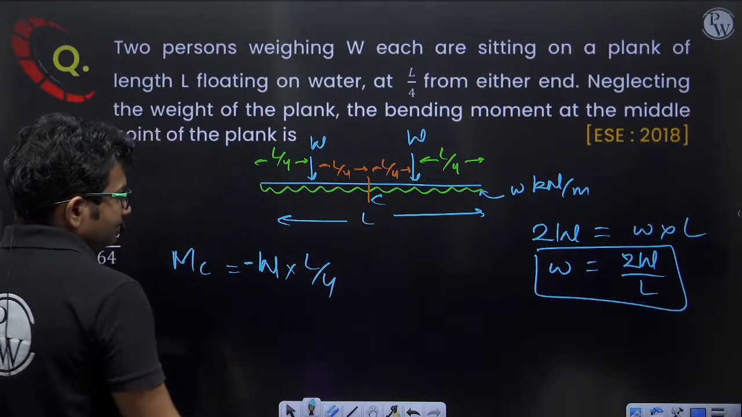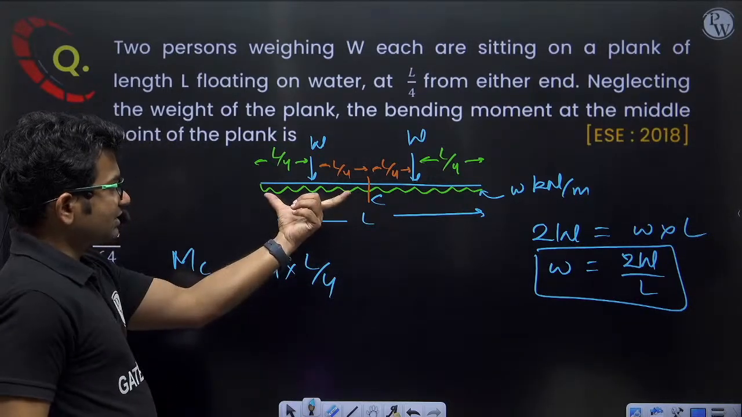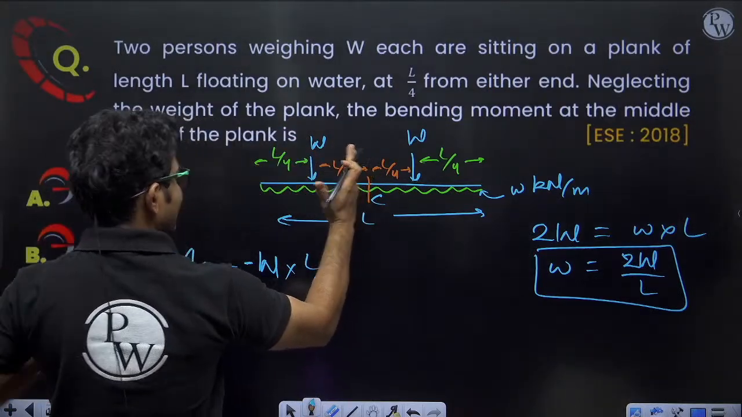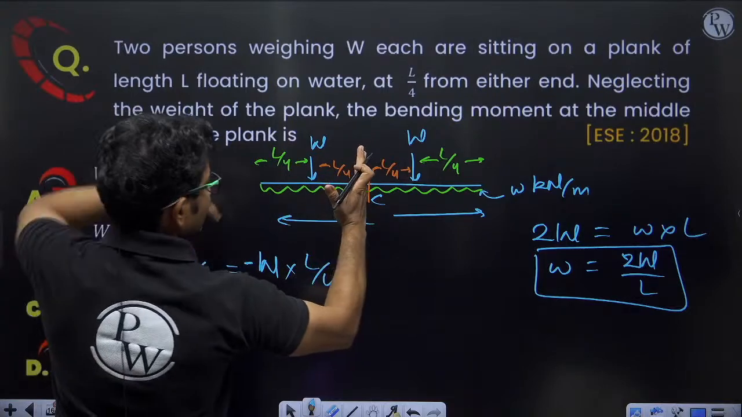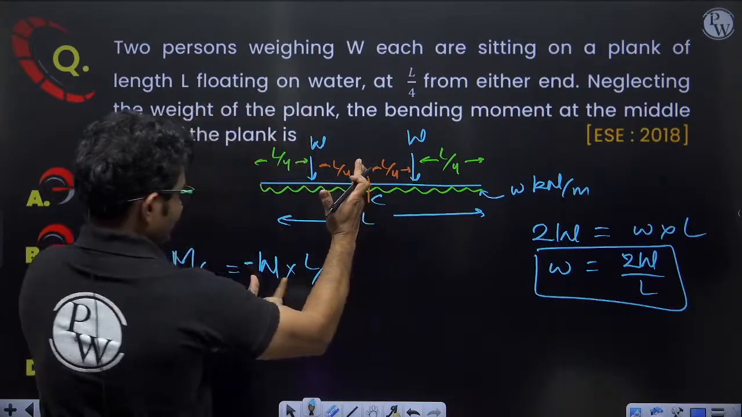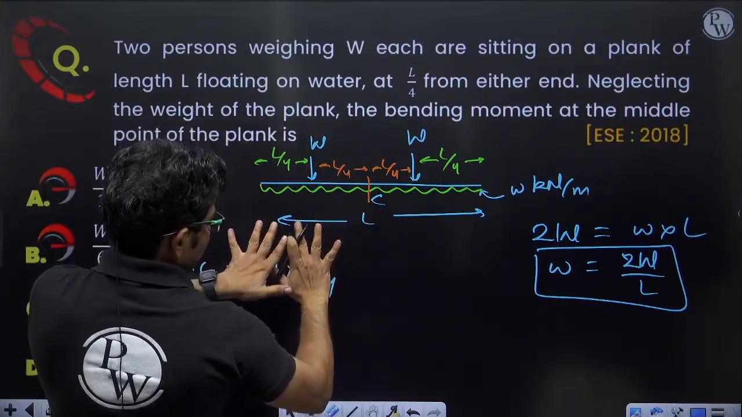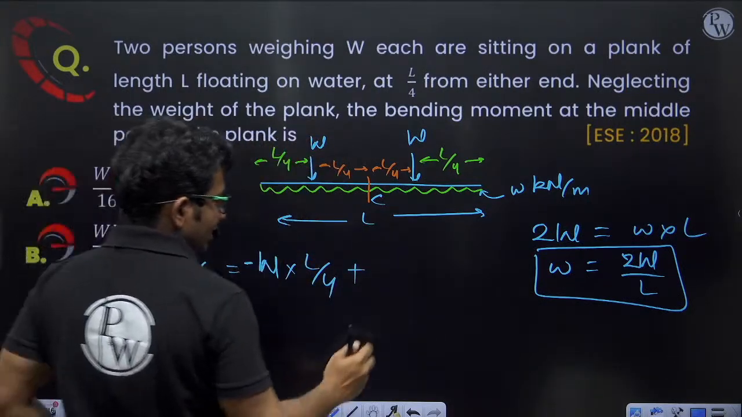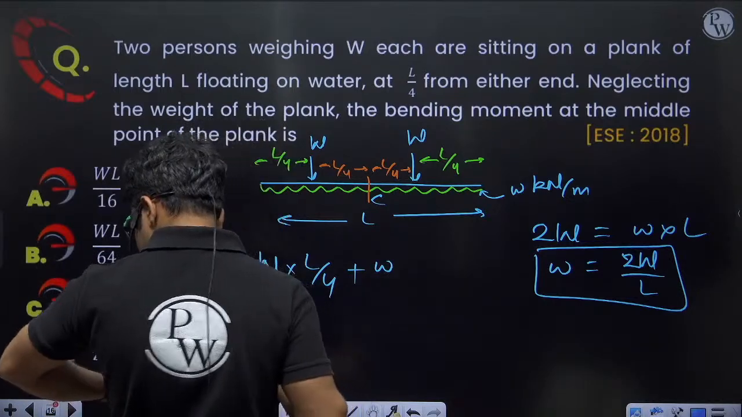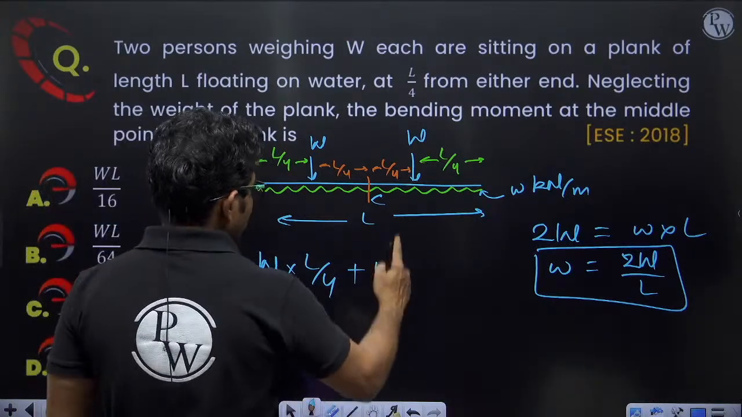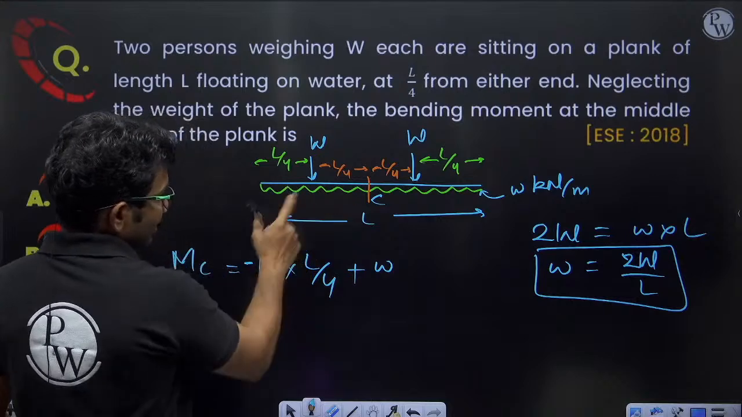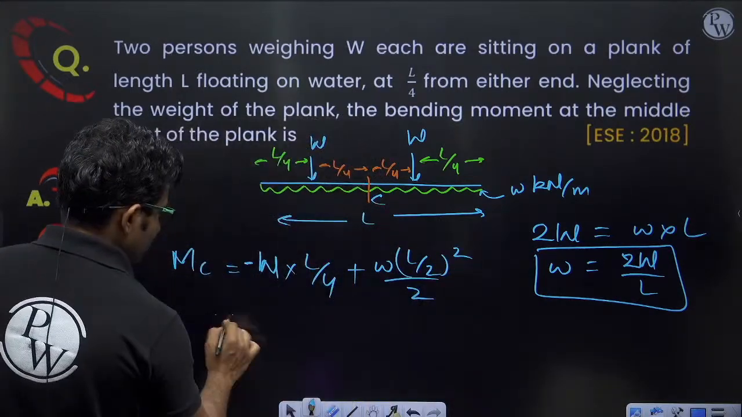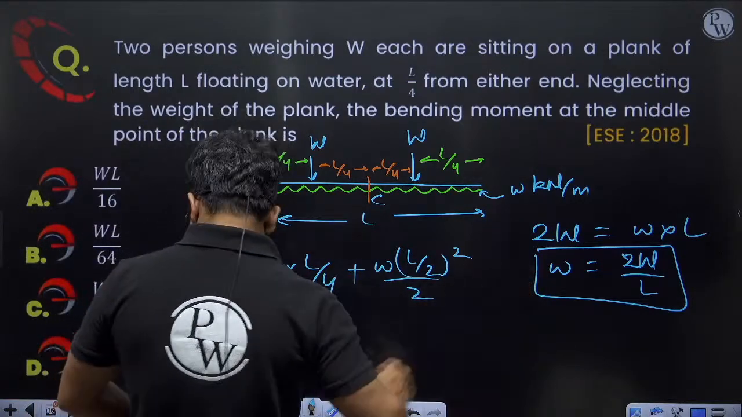Now I am calculating here, so I am taking all the loads at this side. First I have taken W. Because of W I am getting minus WL by 4. Now because of this small w I am getting how much? This will be giving me sagging bending moment. It will be giving me plus w into (L by 2) square by 2. Okay, so let's put the value of w.